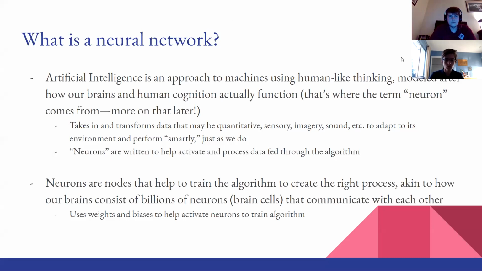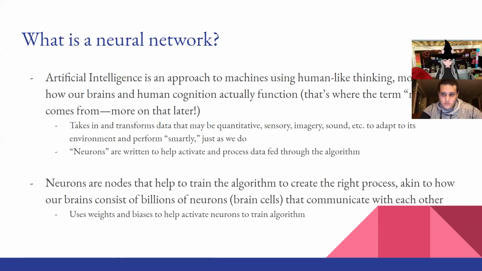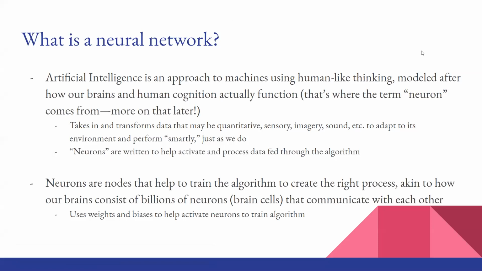Now let's begin by defining what a neural network is. It might at first seem like an abstract concept, but really it's exactly what it sounds like. So first, artificial intelligence is an approach to machines using human-like thinking. In other words, we model our human intelligence artificially with computers, hence the name, modeled after how our brains and human cognition actually function. That's where the term neuron comes from, a brain cell. We'll be talking about that in more detail later.